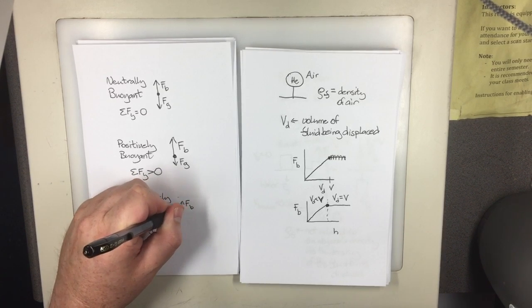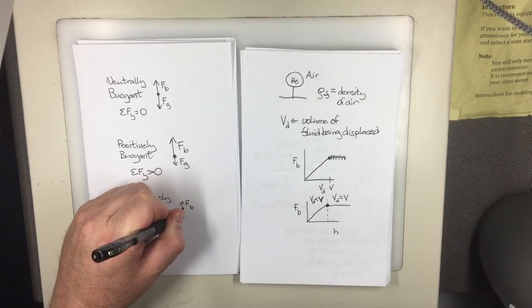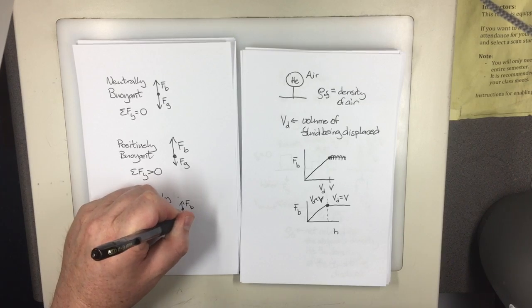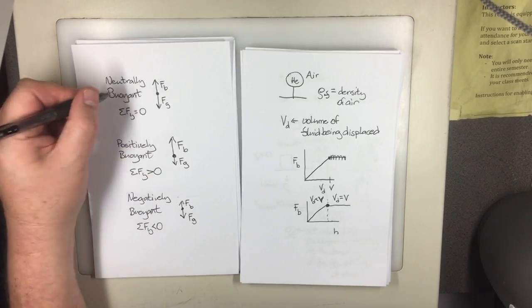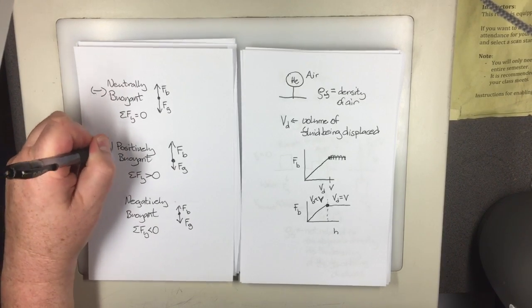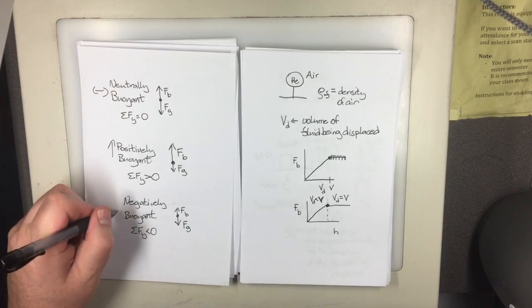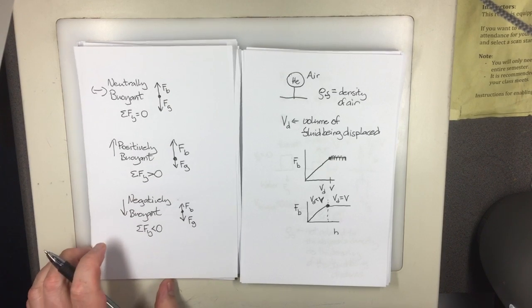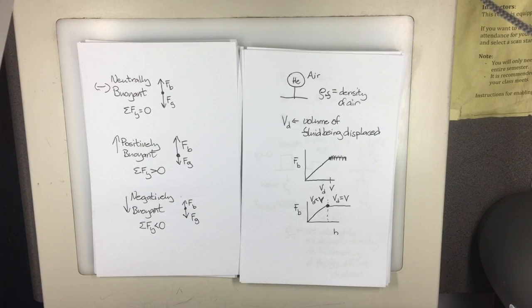So you have buoyant force coupled with a larger gravity force. Here, it would be level. Positively buoyant, the force would go up. Negatively buoyant, the force would go down.